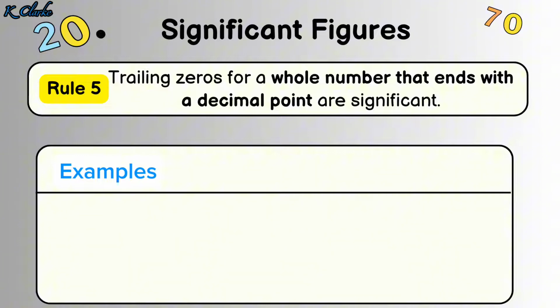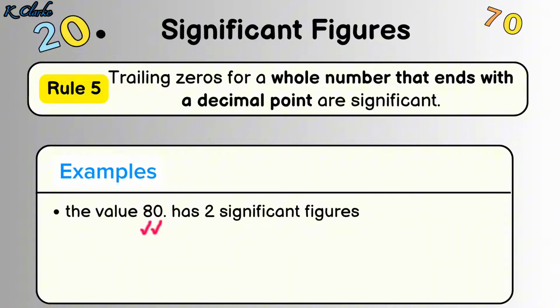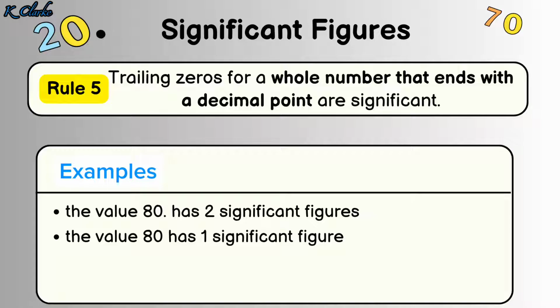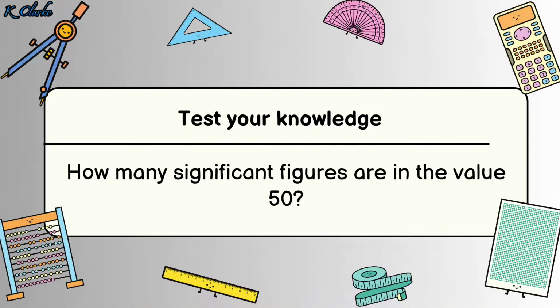Examples: the value 80 point, the decimal point is behind the 0, therefore this value has two significant figures. The value 80 without a decimal point has one significant figure. Only the numeral 8.